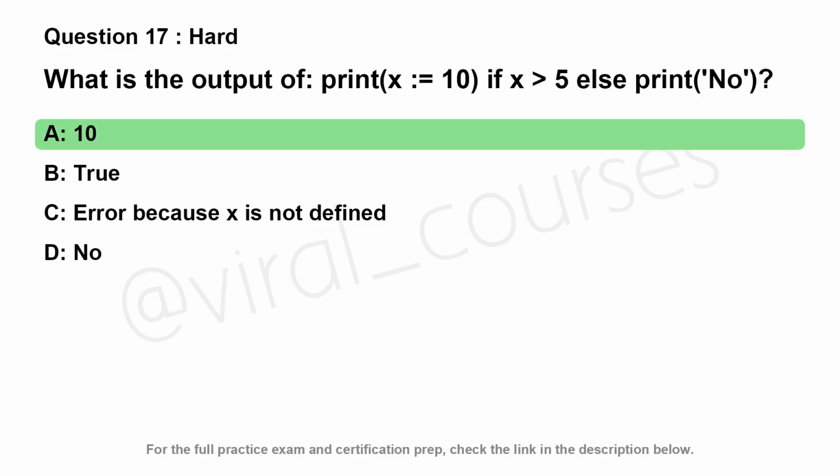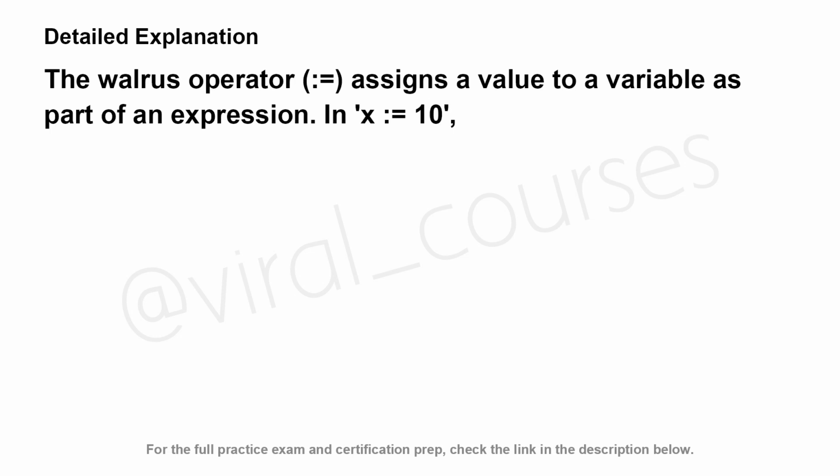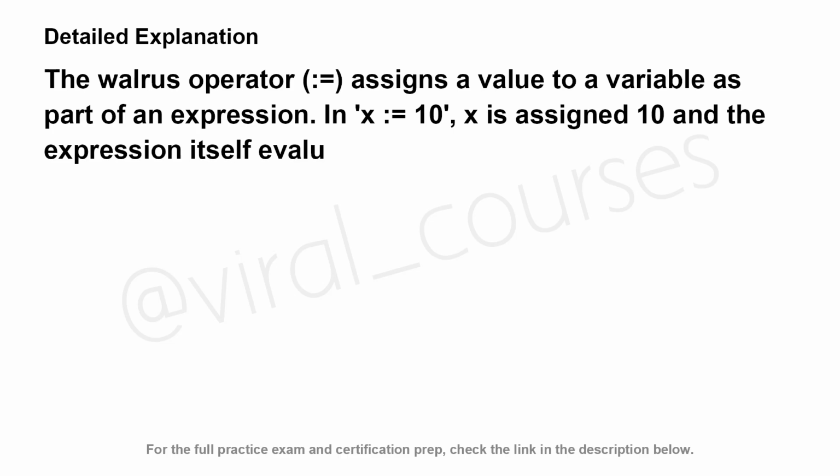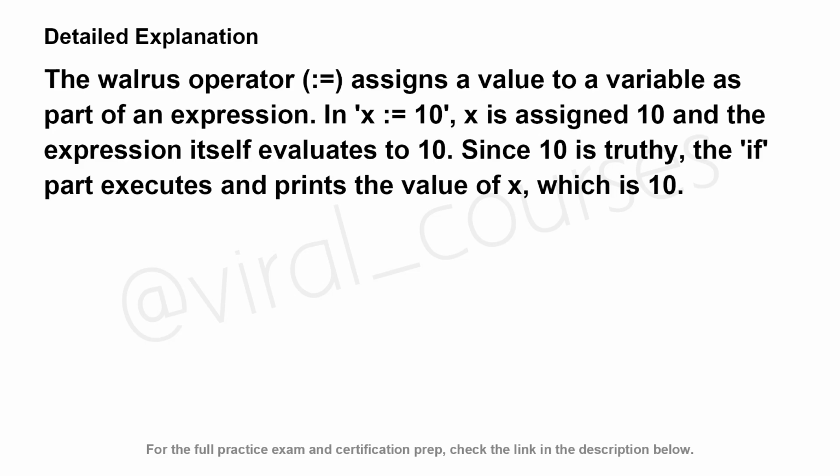The correct answer is A. The walrus operator, :=, assigns a value to a variable as part of an expression. In (x := 10), x is assigned 10 and the expression itself evaluates to 10. Since 10 > 5 is true, the if part executes and prints the value of x, which is 10.